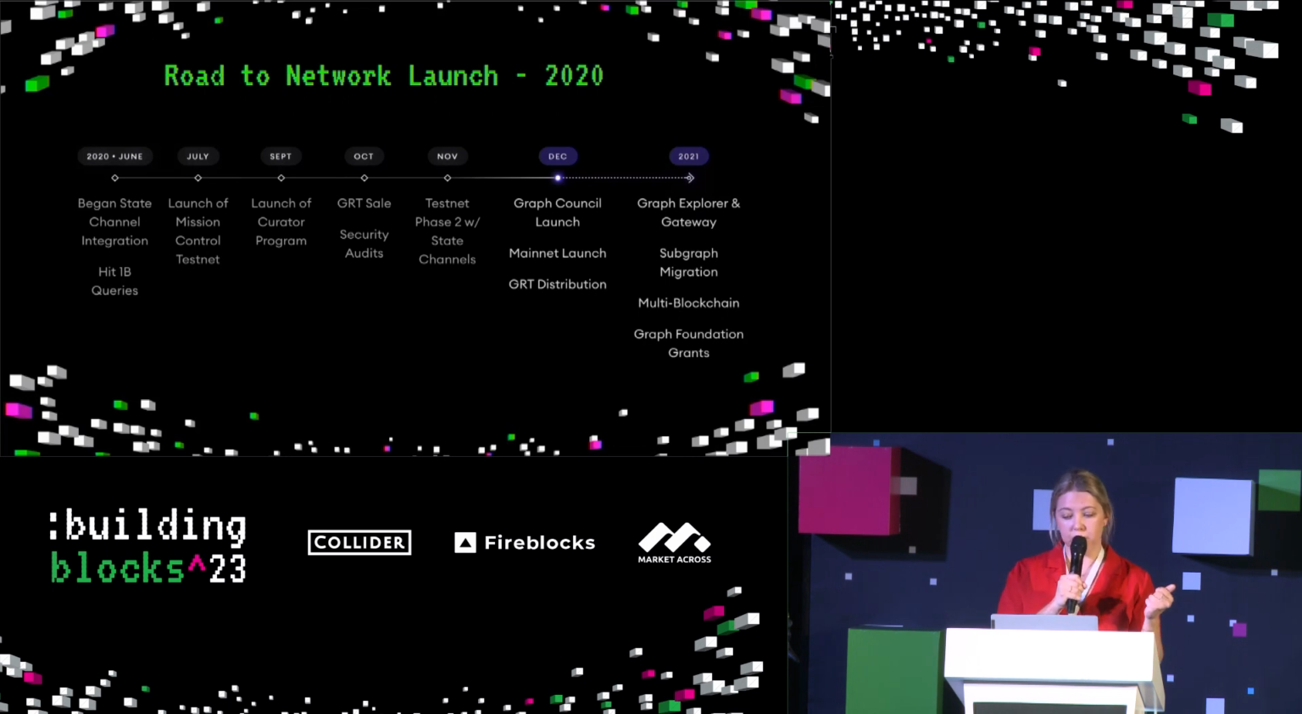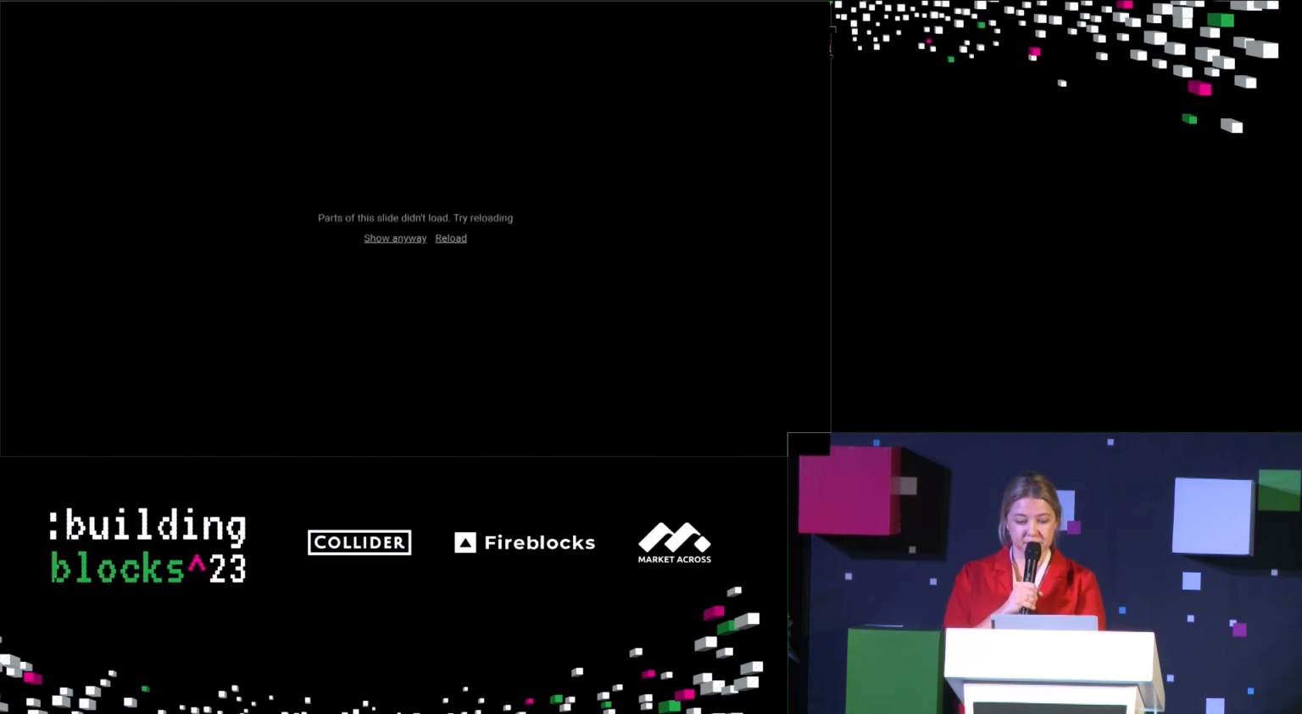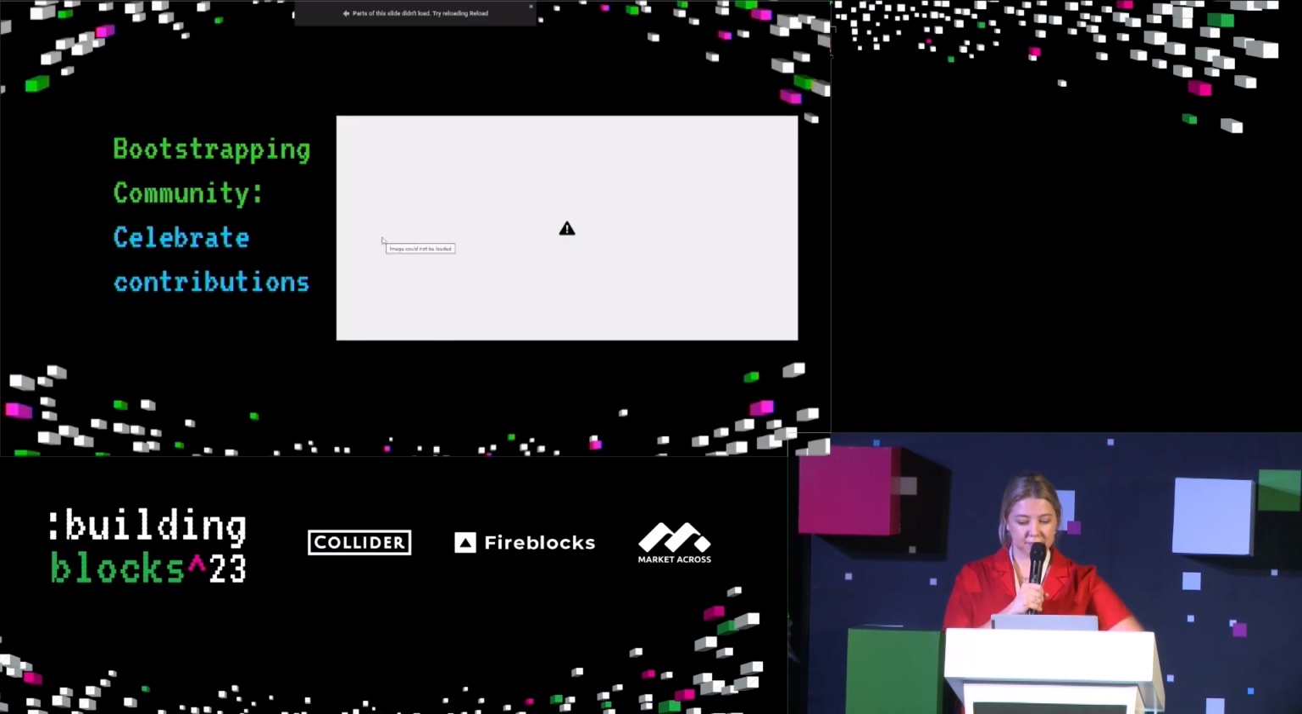And then in 2021, we continued to expand. So a lot of product improvements to make accessing the network easier, such as the Graph Explorer, subgraph migration, and continuing to grow multi-blockchain. Oh, this is so unfortunate because these images are really beautiful. This image was highlighting the mission control testnet.